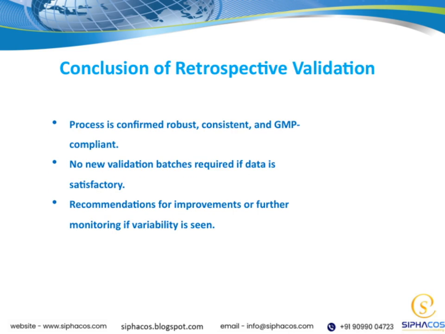The process we've reviewed today has been confirmed to be robust, consistent, and compliant with GMP standards. This means that it performs reliably and maintains quality throughout. If the data from the validation is satisfactory, there's no need to produce any new validation batches, which can save time and resources. However, if we notice any variability or anomalies, it's important to consider recommendations for improvements or increased monitoring. That way, we can ensure continued process control and product quality. In conclusion, this retrospective validation reinforces our confidence in the process and highlights areas for ongoing vigilance and enhancement.